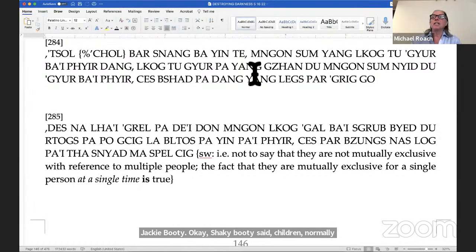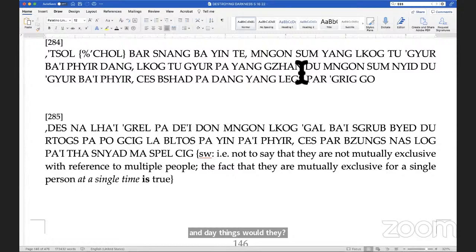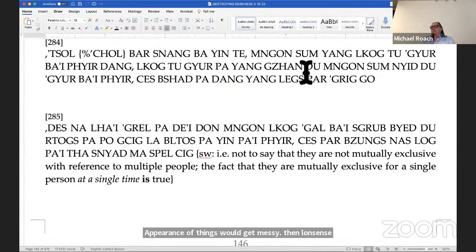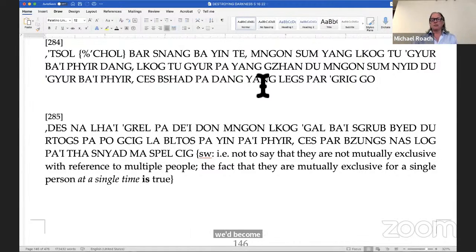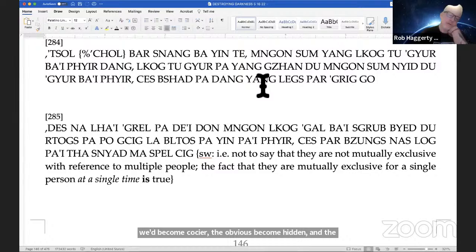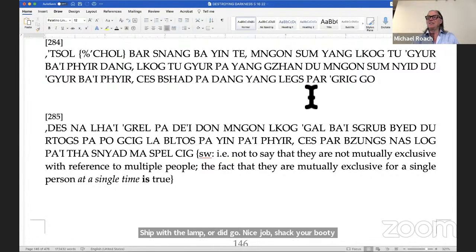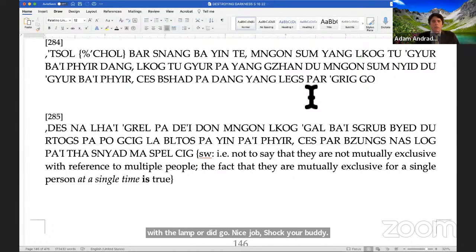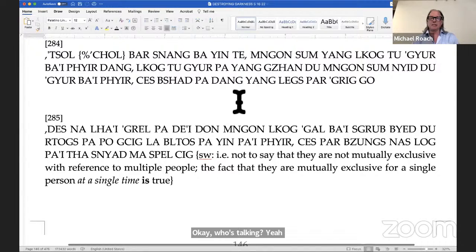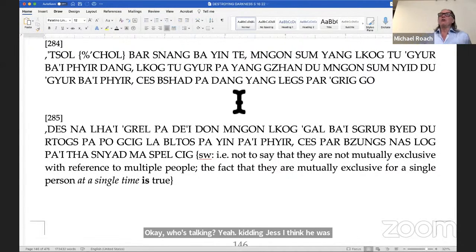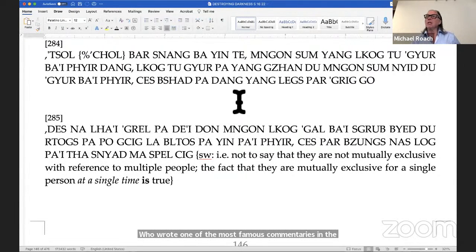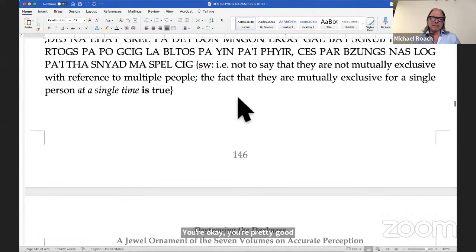the appearance of things would get messy. The obvious would become hidden, and the hidden would become obvious. Nice job, Shakya Buddhi. I think he was hanging around Je Tsongkhapa too much. And he said, oh, good job, Shakya Buddhi, who wrote one of the most famous commentaries in the last 2,000 years. You're pretty good.